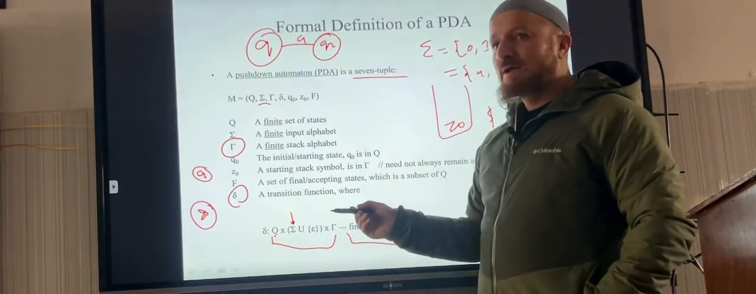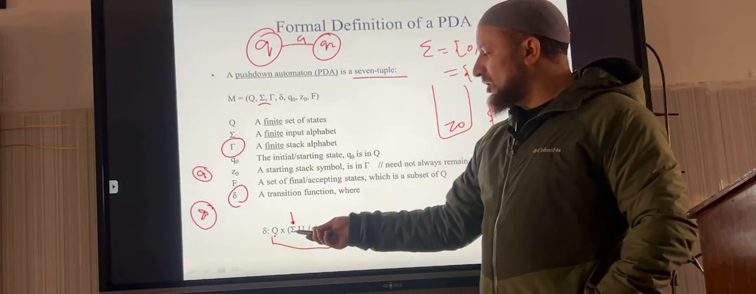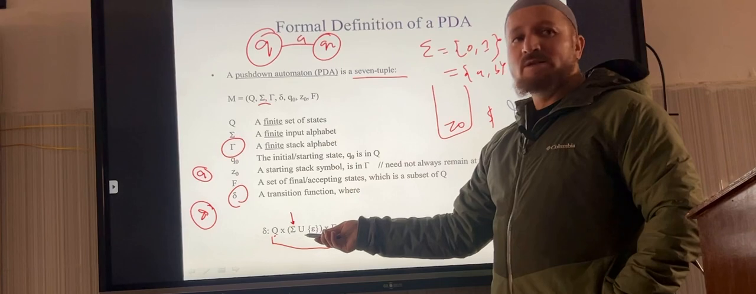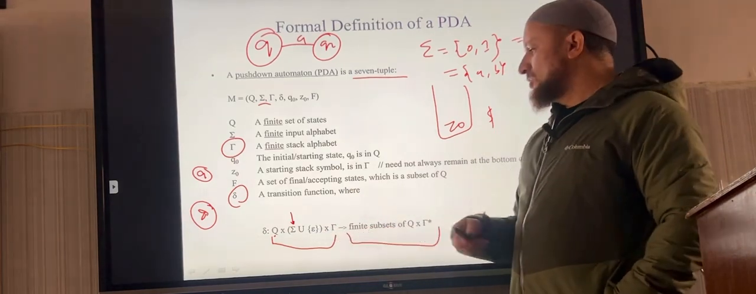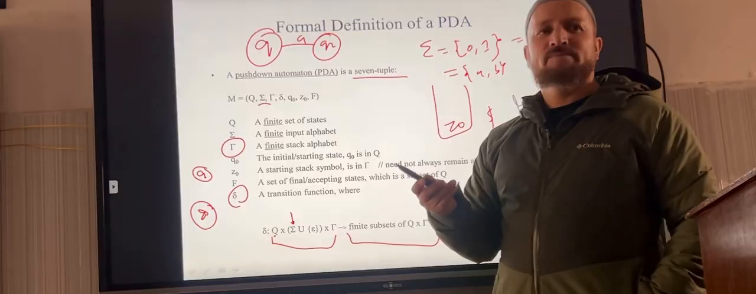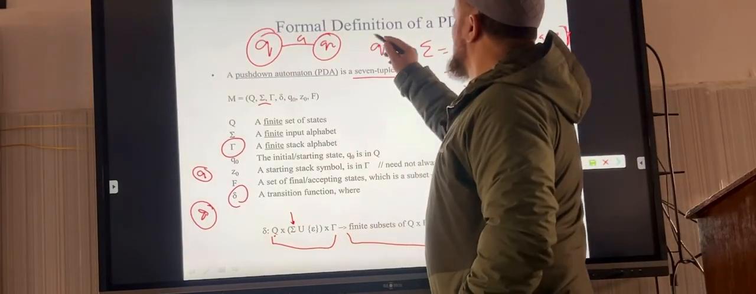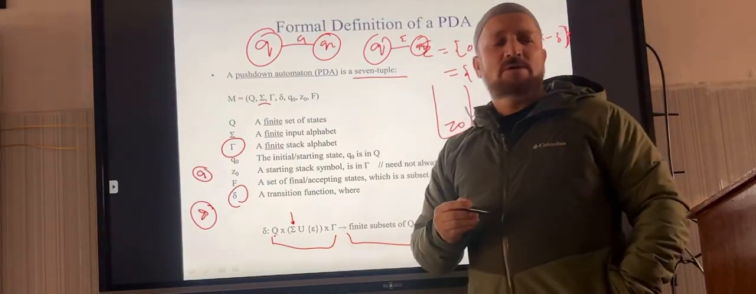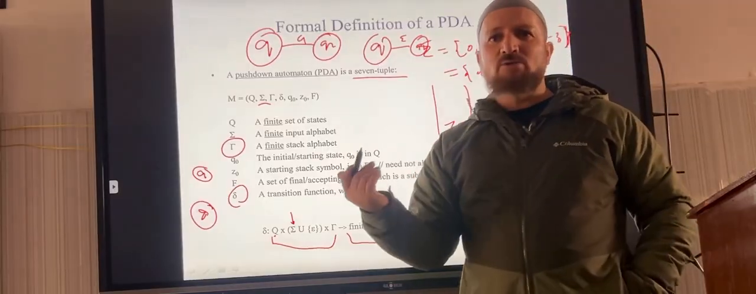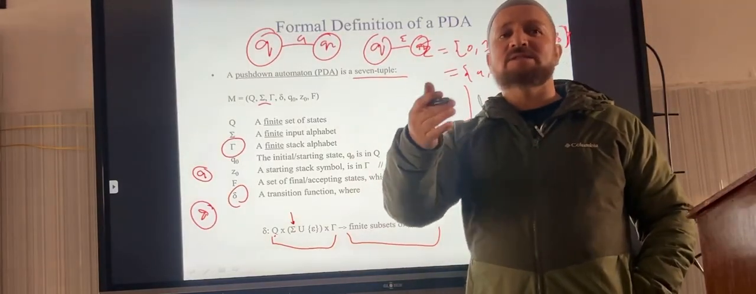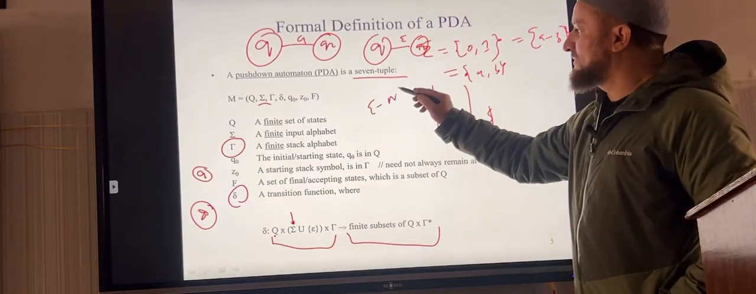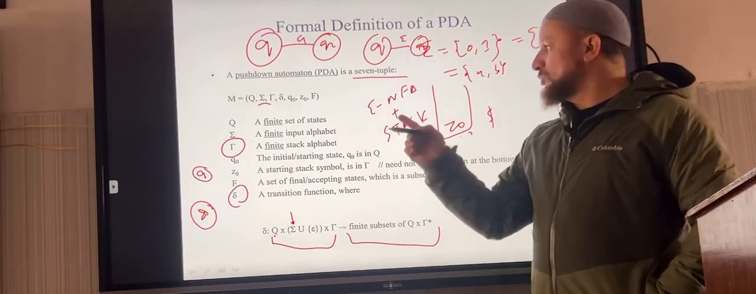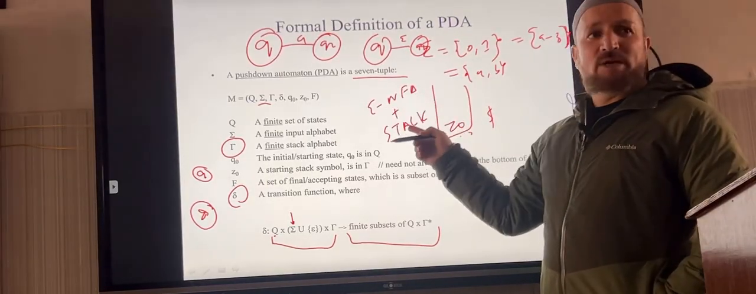The same is here, but it is saying we have to take care of not only the input alphabet, but sigma union epsilon. Union epsilon means sometimes you may have no input. You are on state Q, you have no input, and you go to state Q2 without any input. That means epsilon moves are allowed here. That's why I said that a PDA is an epsilon NFA plus a stack.